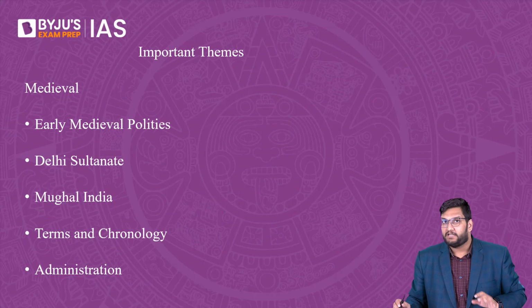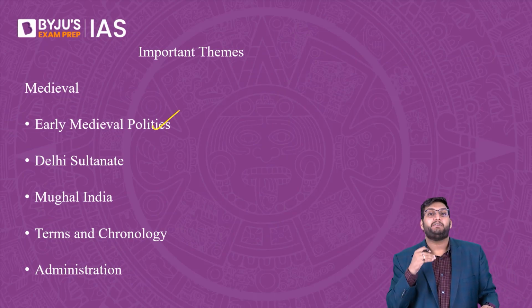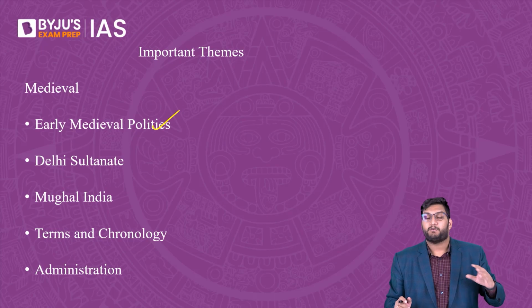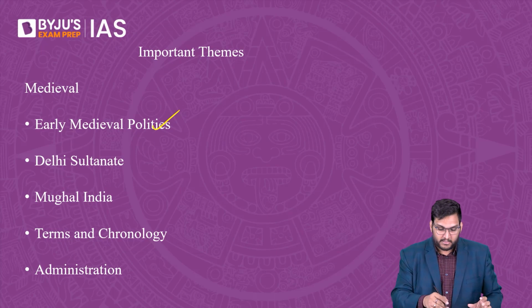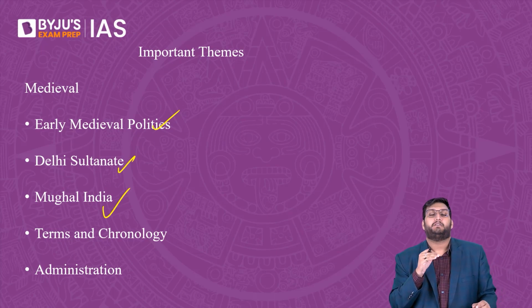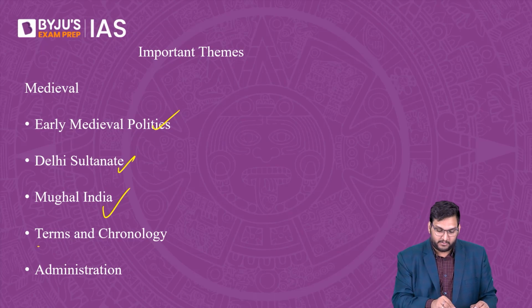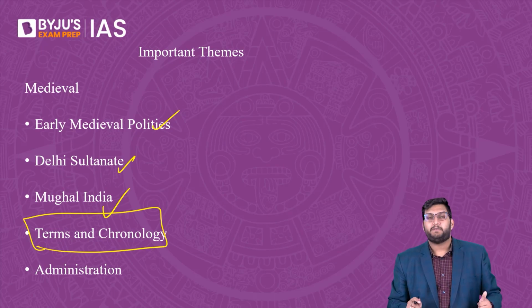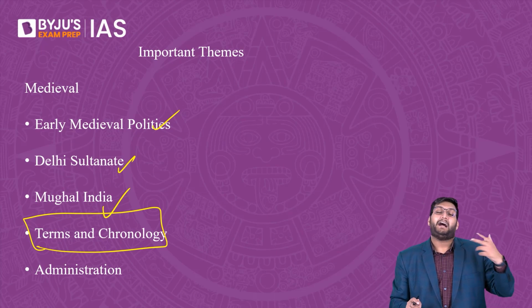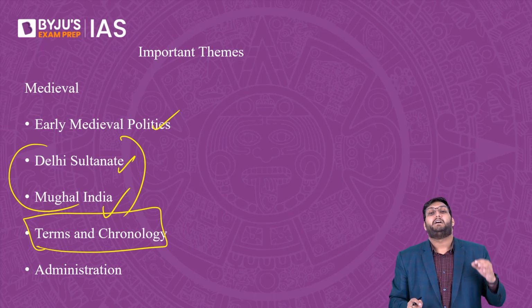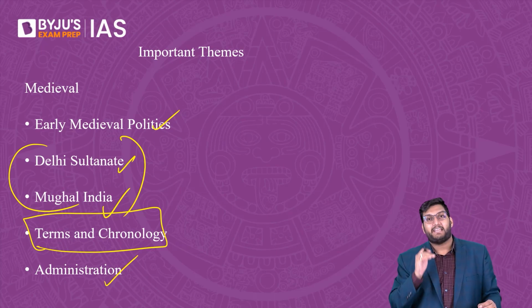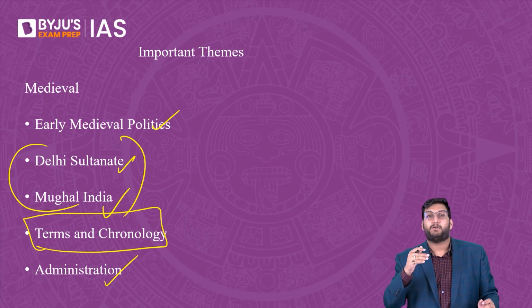The same is true for medieval, that we need to understand the early medieval polities, the Pala, Pratihara, Rashtrakuta period, because there are a lot of intermixing of dynasties, so you need to know the contemporaries. Delhi Sultanate, Mughal India, staple of medieval India itself, and within that, terms and chronology important. So for example, Zapti, Mansabdari, Ikta, and art and culture is a separate issue altogether. But when we talk about Delhi Sultanate itself and Mughal India, terms become very, very important. And again, administrative structures. Pargana, Suba, Sarkar was actually a question out of Mughal administration. These questions can be done by learning basic facts.